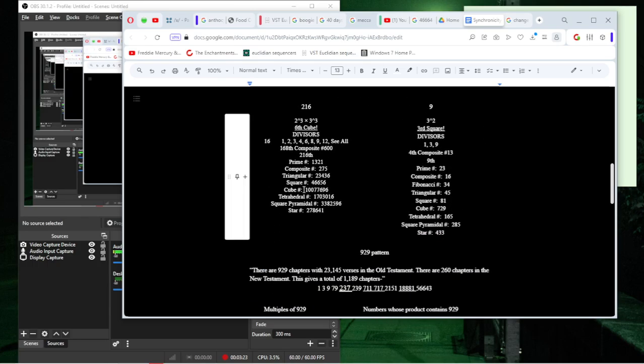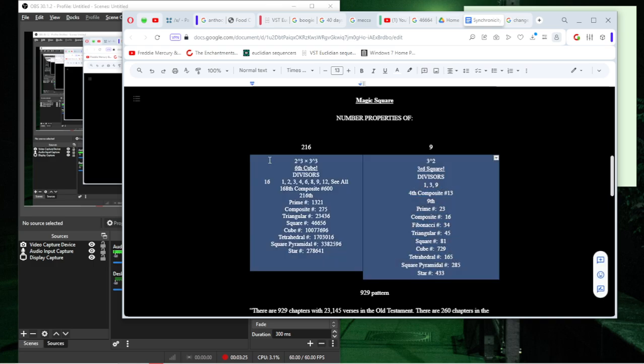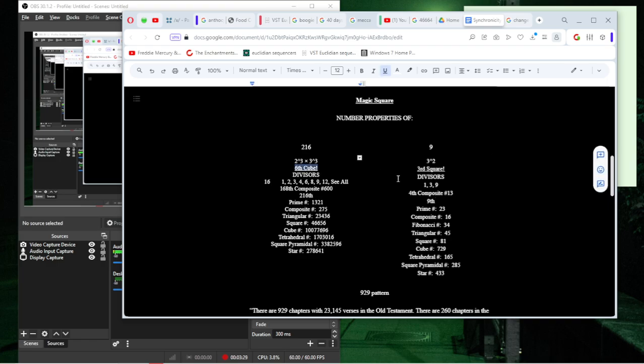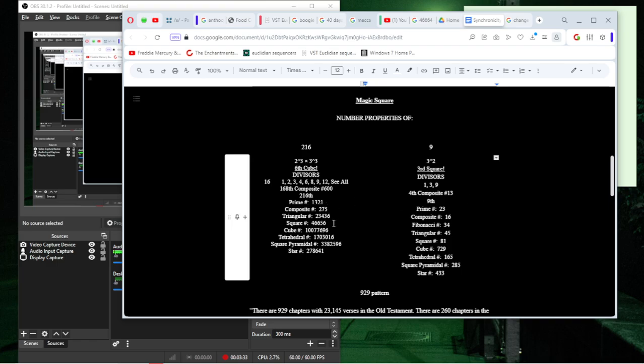Here's some facts about the numbers. I got these from Gematrianator. 216 is the 6th cube. 9 is the 3rd square. So yeah.